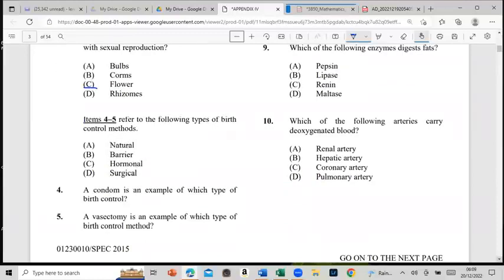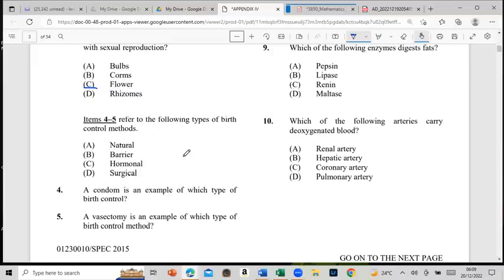Items 4 to 5 refer to the following types of birth control. So you have A, natural, B, barrier, C, hormonal, or D, surgical. A condom is an example of which type of birth control? Guys, remember, you're encouraged to try. So please ensure that you try.